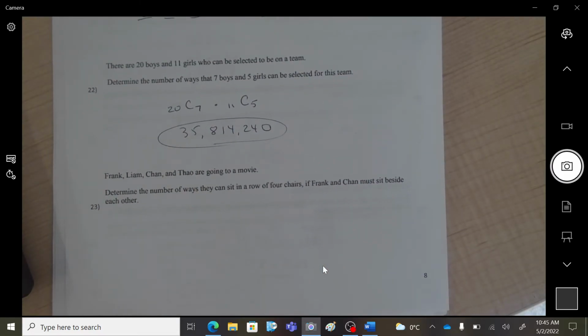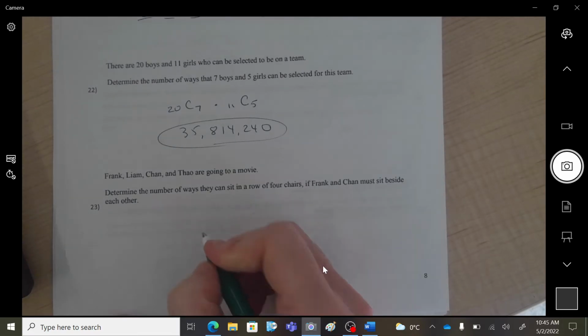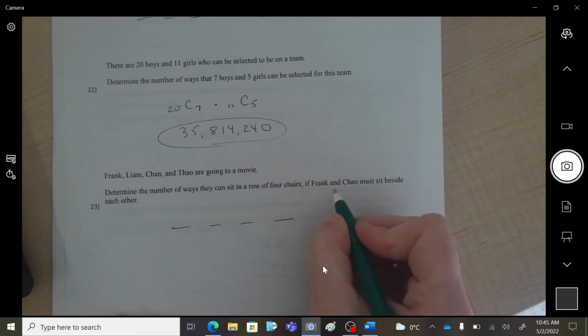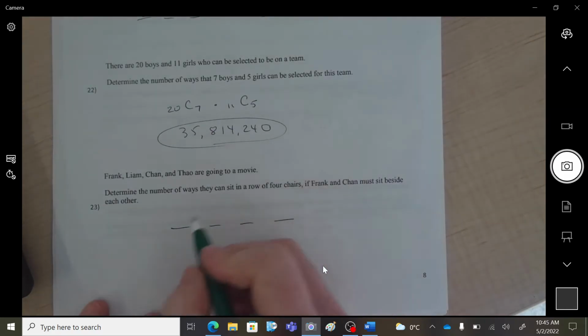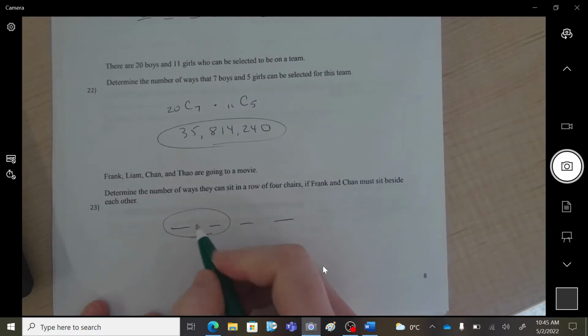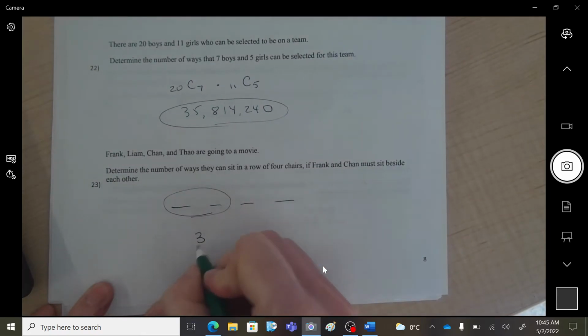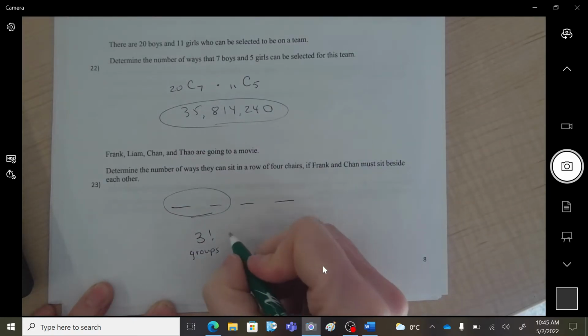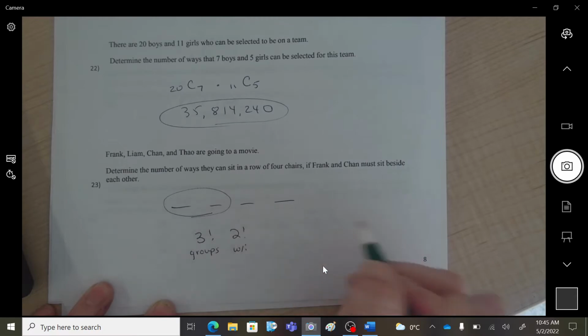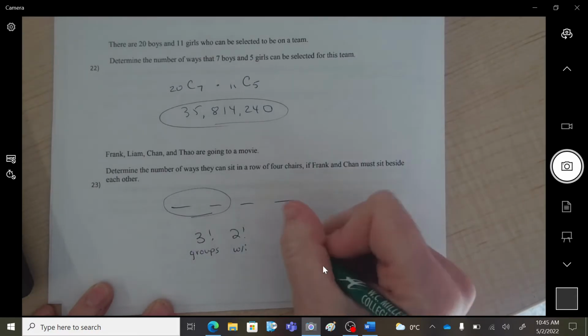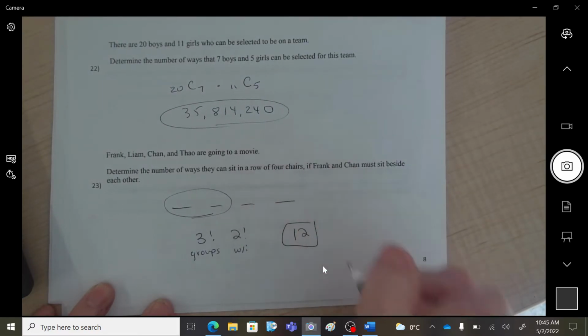Okay, we're going to a movie. We got 4 people going. Determine the ways they can sit in a row of 4 chairs if Frank and Jane must sit beside each other, so they need to be together. So now there's only 3 groups to reorder, and then within the group they can do that. So that makes 12.